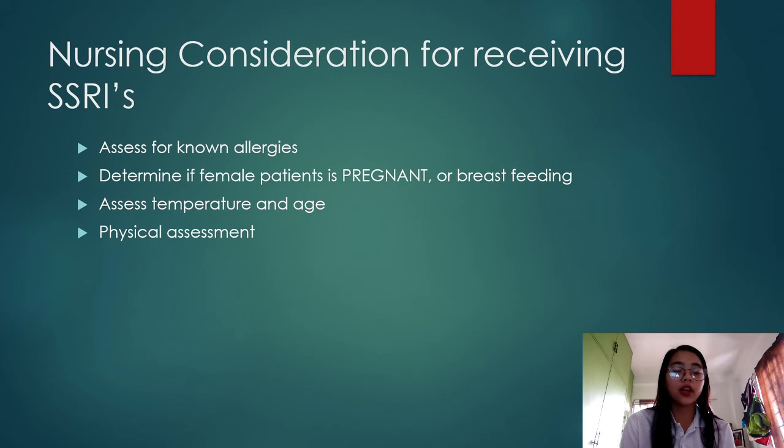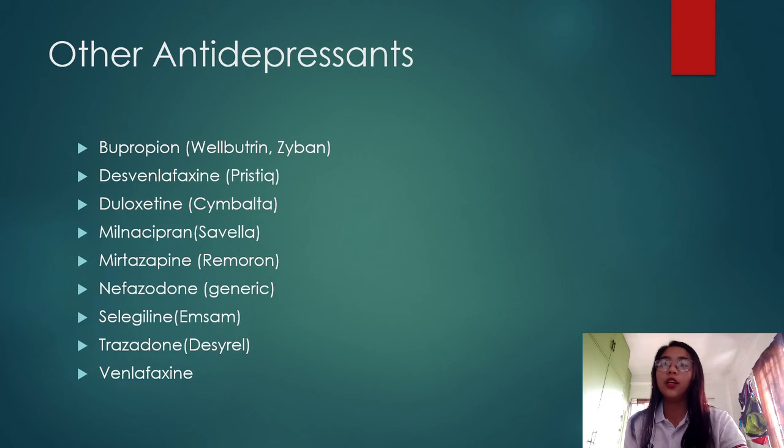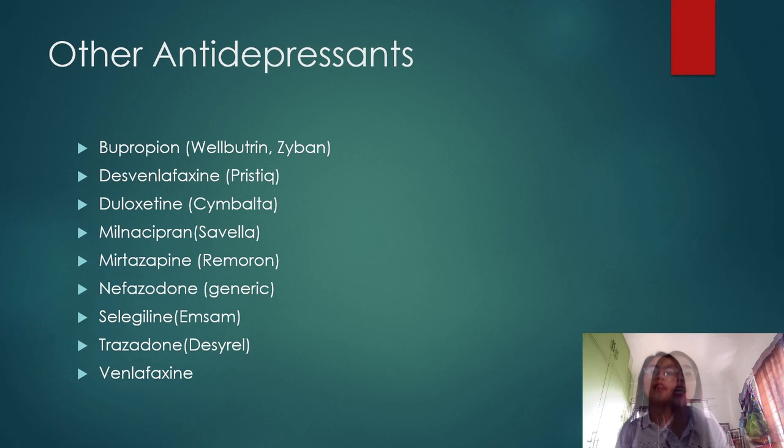So also assess the temperature and weight, skin color and lesions, affect orientation, reflexes, vision, blood pressure and pulse, respiratory rate, and adventitious sounds. Bowel sounds on abdominal examination for baseline status before beginning the therapy. And for any potential adverse effects. Also obtain the renal and liver function test, because as I've said before, liver and the renal are the organs for metabolism and excretion of the drug. So there are other antidepressants that includes bupropion, desvenlafaxine, duloxetine, milnacipran, mirtazapine, nefazodone, selegiline, trazodone, and a short summary.